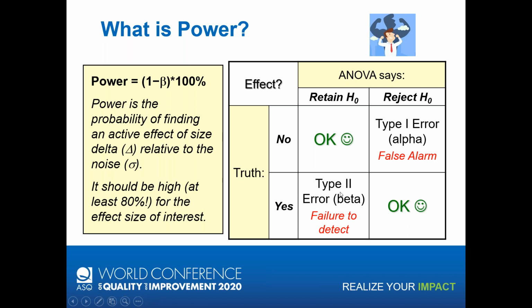We want to make sure that the design that we're running has the power to detect the effect that we're looking for. And so the definition of power is that it is 1 minus beta. That's this number here, 1 minus beta. Yeah, we multiply it times 100 to get it into a percent. So power is the likelihood of finding an active effect of size delta relative to the noise. And we want power to be high, generally at least 80%.